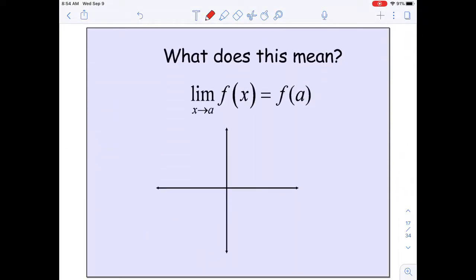This is kind of an extra little slide just because this is what I've been teaching in AP Calculus. This is actually the calculus definition for continuity. It says that the limit as x approaches a of f of x is equal to f of a. What a limit is, basically, is what the function's height is getting to.